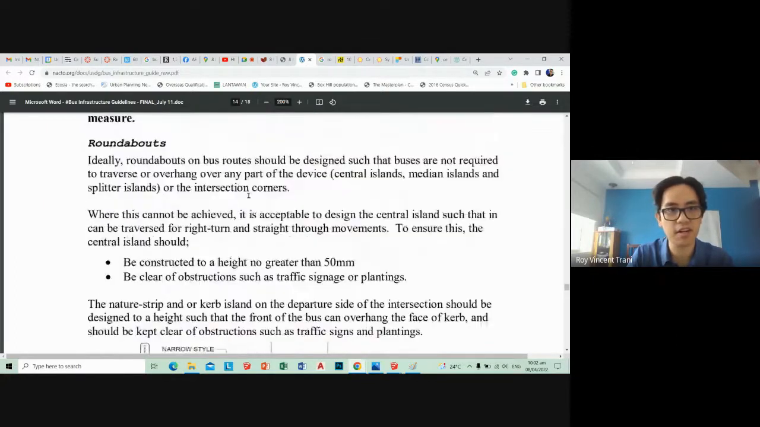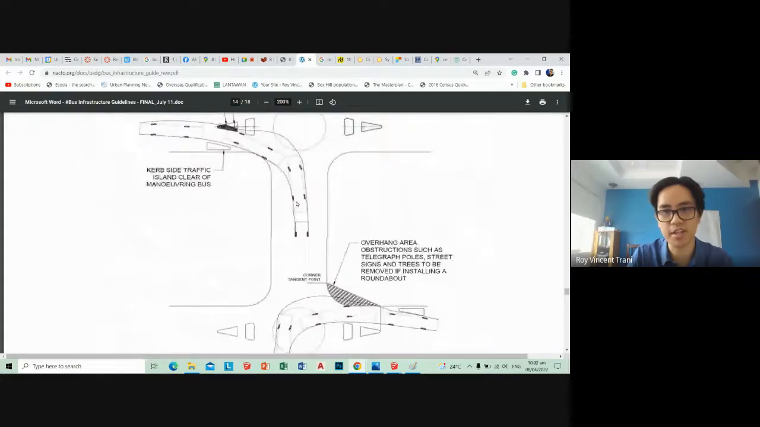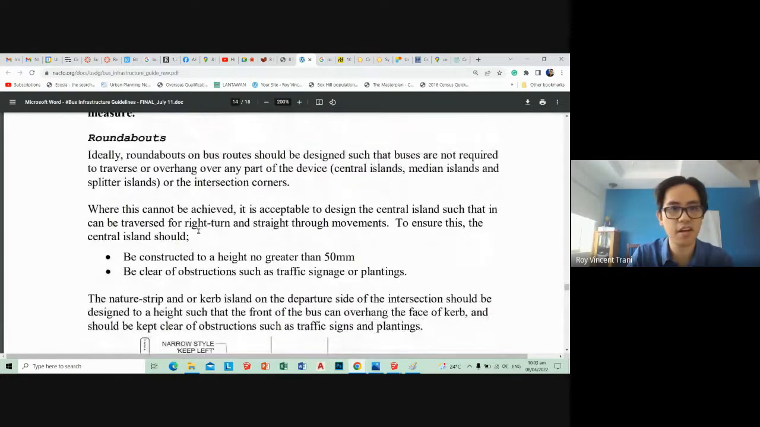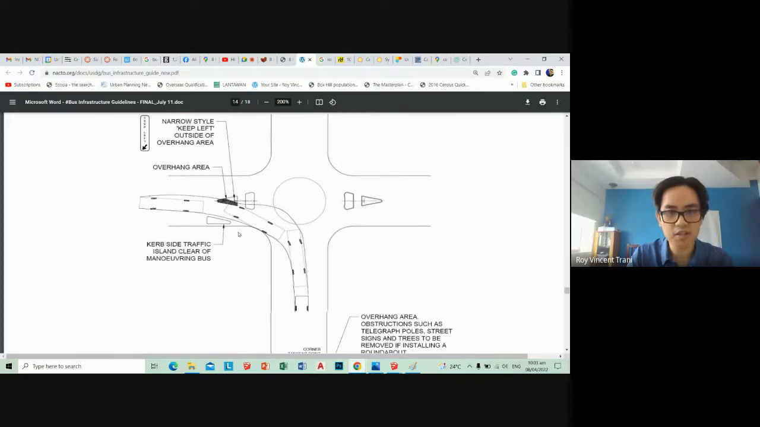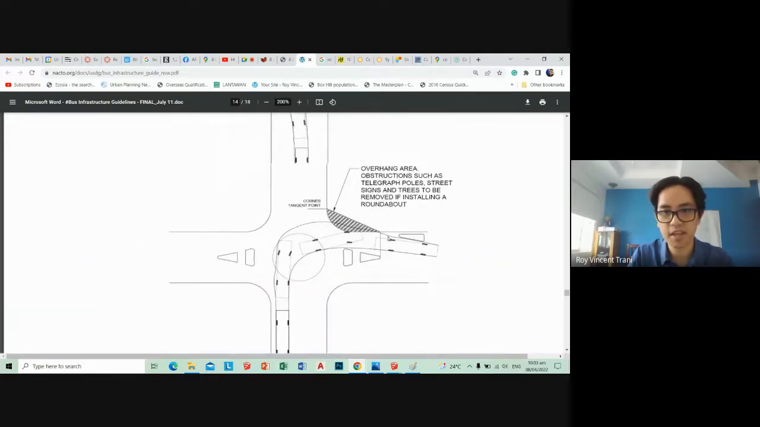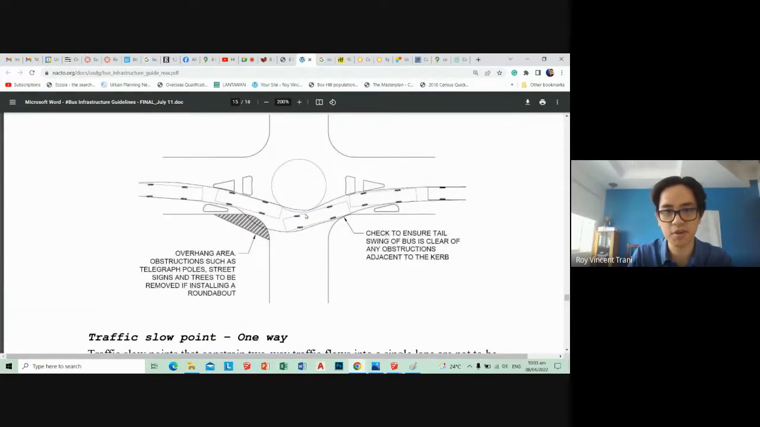So let me see here. This is like a bus roundabout design. There are some dimensions over here. Ideally, roundabouts on bus routes should be designed such that buses are not required to traverse or overhang any part of the central islands, median islands, splitter islands, or intersection corners. Because the bus has a longer front and a longer rear, the rotunda should be designed in a way that accommodates the whole bus and nothing gets stuck. So the dimensions are here. That's how the bus moves.